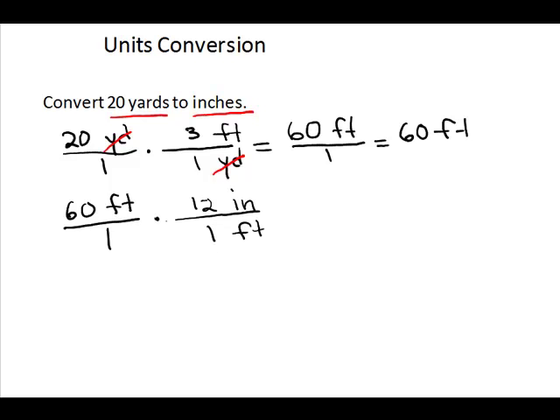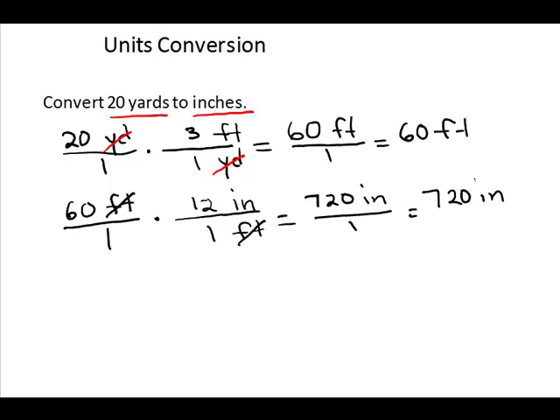And now we'll cancel our units. So our feet are going to cancel on the diagonal. And then we'll multiply across. So we have 60 times 12, which will give us 720 inches over 1, which is 720 inches.